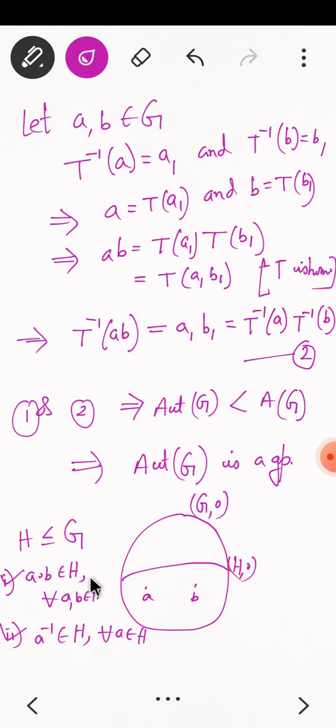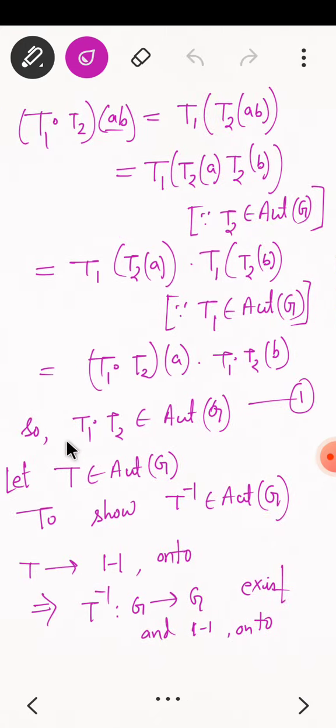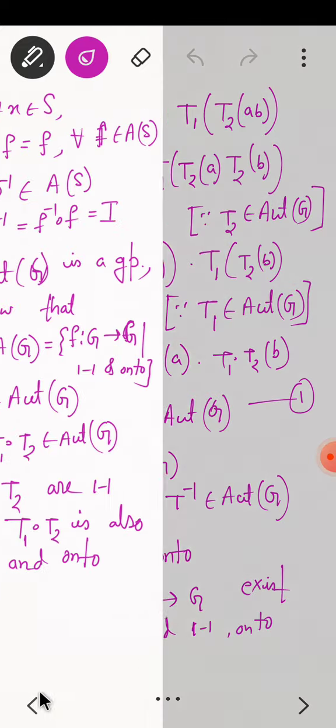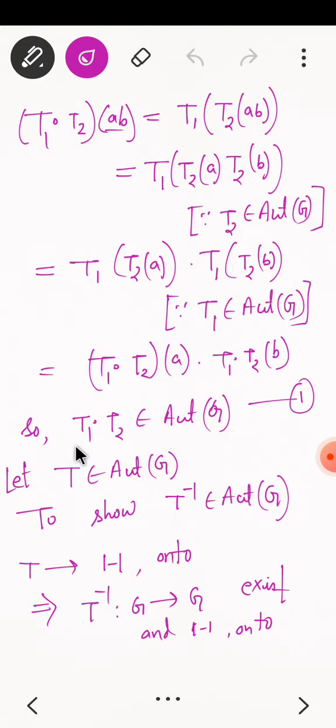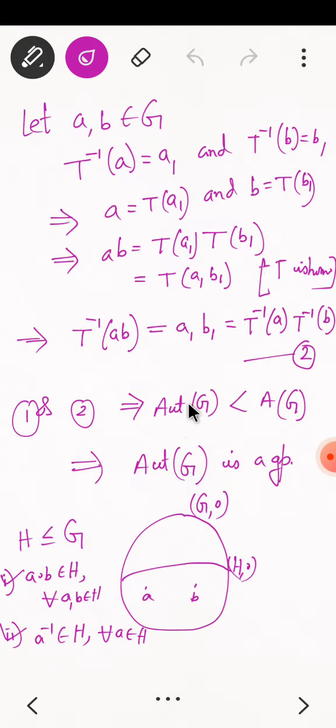Here we take two points of Aut(G), that is T1, T2. First we show that T1 composition T2 is also in Aut(G), and second, for any T in Aut(G), T inverse also belongs to Aut(G). So Aut(G) is a subgroup of the group, and every subgroup is itself a group. So Aut(G) is a group with respect to function composition.